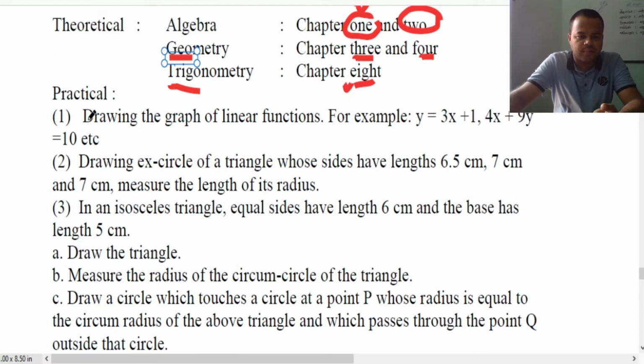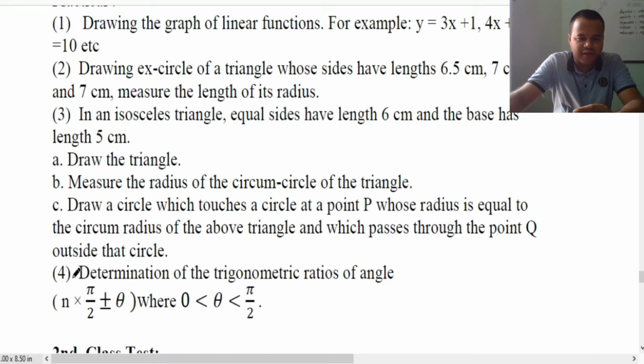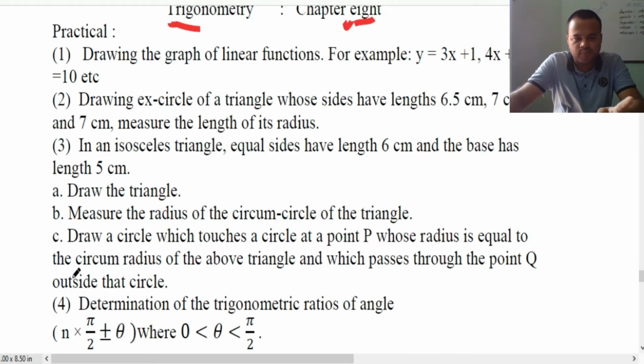And here, practical: number 1, drawing the graph of linear functions, for example, y equals 3x plus 1, y equals 4x plus 9, y equals 10, etc. Number 2, drawing the incircle of a triangle whose sides have lengths 6.5 centimeters, 7 centimeters, and 7 centimeters, and measuring the length of its radius. In total we have four practicals. We will perform these practicals when our school reopens. That's all the syllabus.